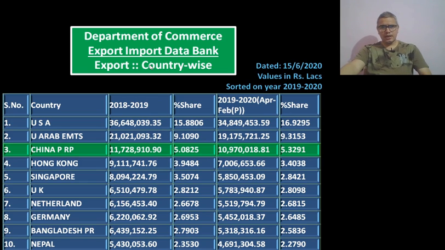Now if we see in terms of export, how much does India export to the top 10 countries? We see that China ranks third in case of India. In 2018-19, almost 5% of India's export share was to China, and we exported almost 1.17 lakh crore worth of goods to China. This year, the 2019-20 session, we have already sold almost 1.1 lakh crore worth of goods to China. So this year also, the percentage share exported to China has increased from 5.0 to 5.3%.